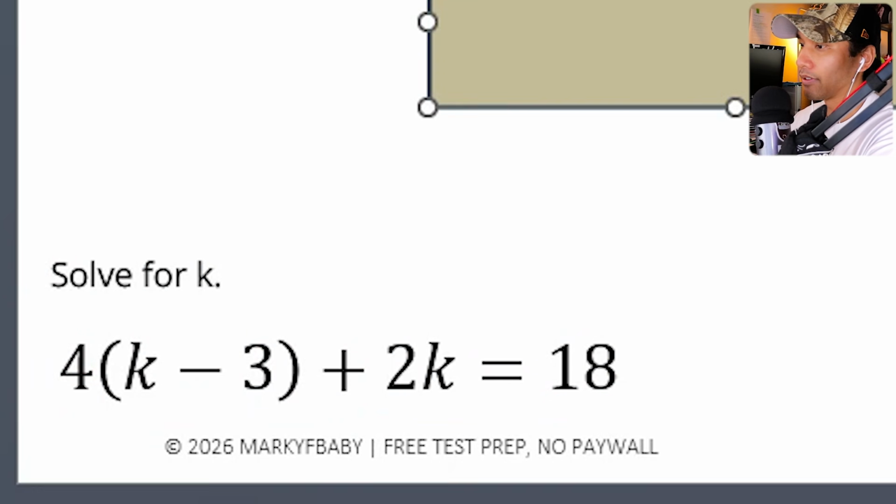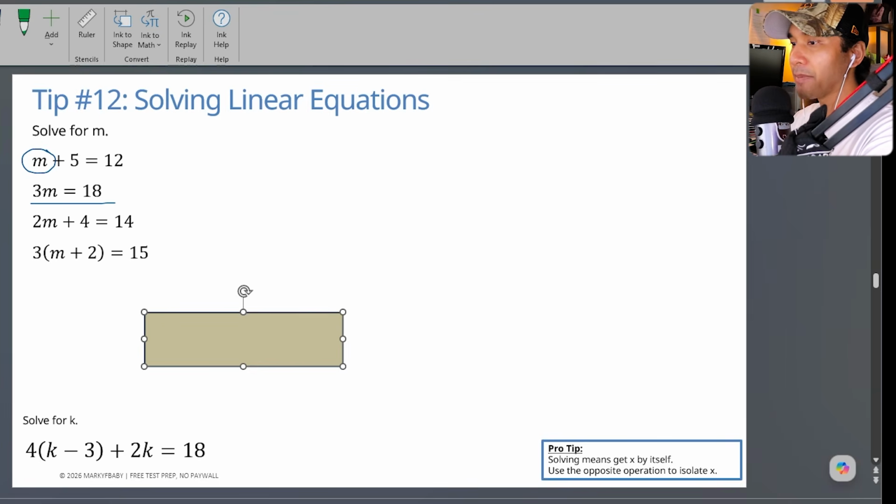And here is the challenge question. Solve for k. 4k minus 3 in parentheses plus 2k equals 18. And you will have to isolate that k. Oh my gosh, that looks like a monster. But I'm not solving it, you are. Put it in the comments below.